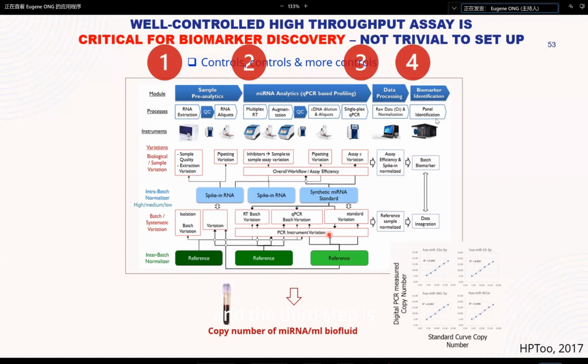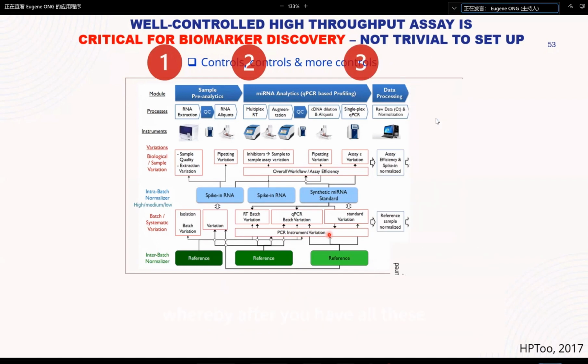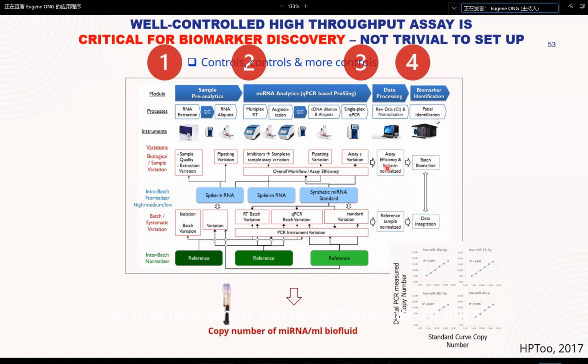And the third step is whereby after you have all this, the data needs to be processed. So the data are essentially the qPCR curves. I think this one will involve the bioinformatics processing, so that now when you have thousands of data, how are you going to ensure that all this data is analyzed quickly and correctly.